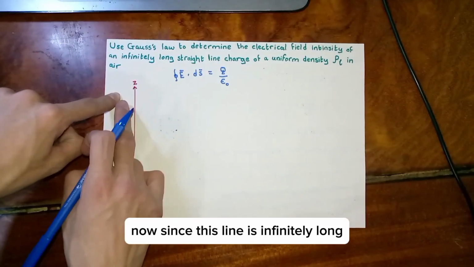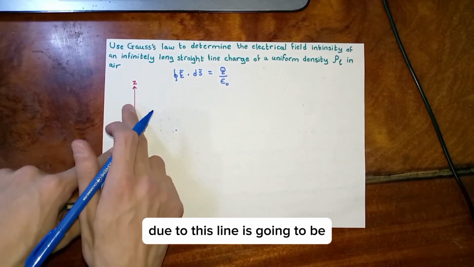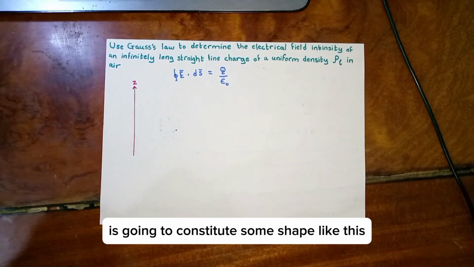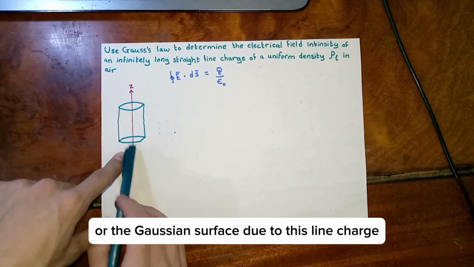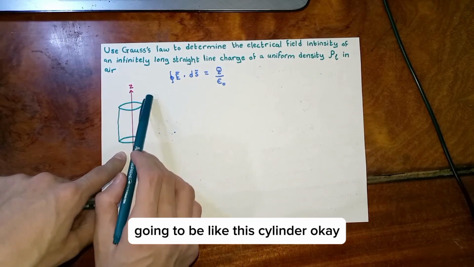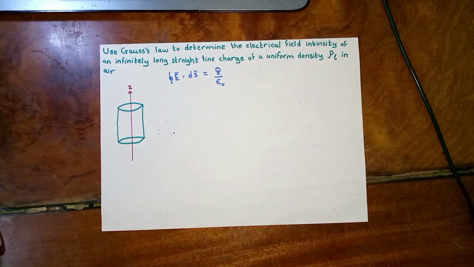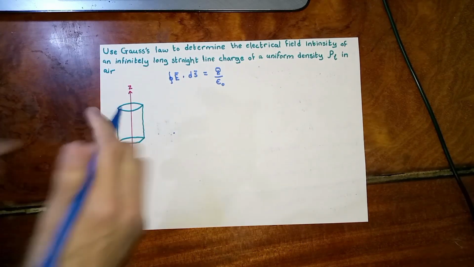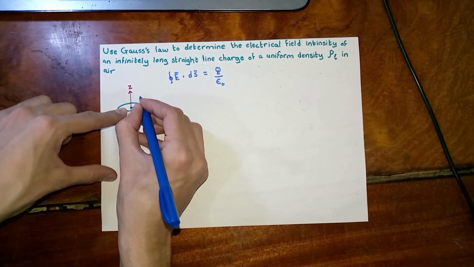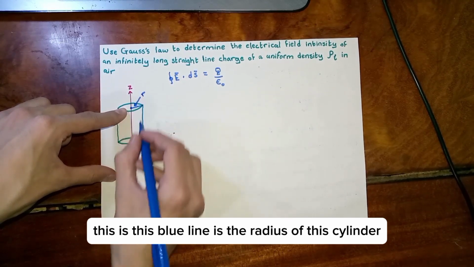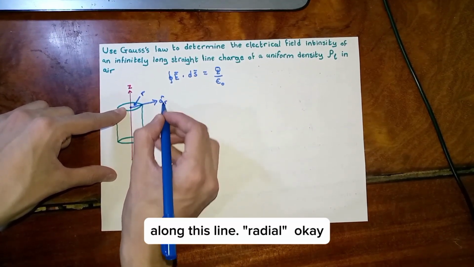Now, since this line is infinitely long, the electrical field due to this line is going to constitute some shape like this, or the Gaussian surface due to this line charge is going to be like this cylinder, okay? And the electrical field is going to be radial. Just assume that this is the radius of this cylinder. This blue line is the radius of this cylinder, and the electrical field is going to be along this line, radial.